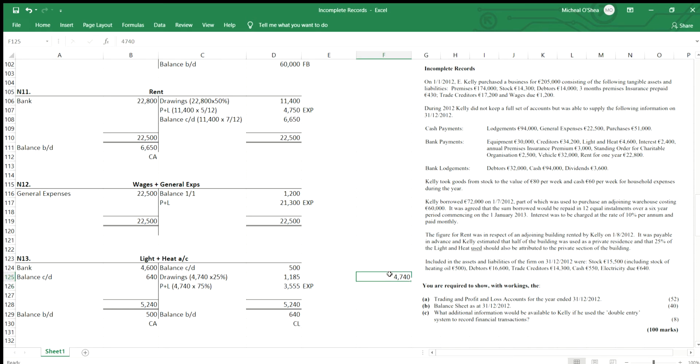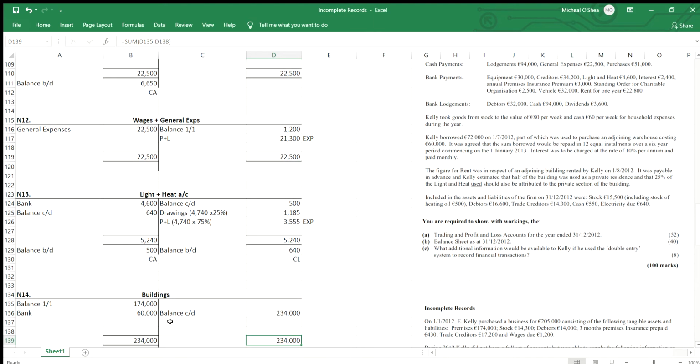And that's all I've done there. So again, because it said light and heat used, I need to find out everything I can to do with light and heat to find out how much I've actually used for the year, which is usually my P&L figure. I have my bank, put in my two balance carried downs. This is the balance on both sides. So the difference here should be 4,740, but I'm going to get 25% of it to drawings and 75% to P&L. Again, these are my two balance brought down figures at the bottom.